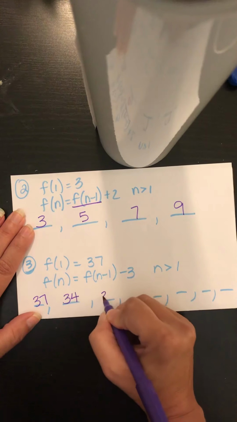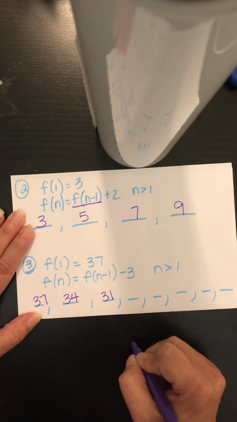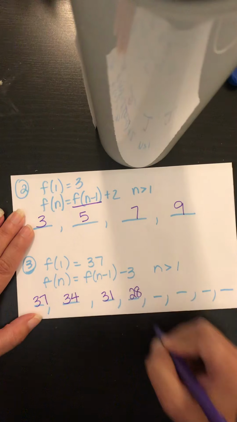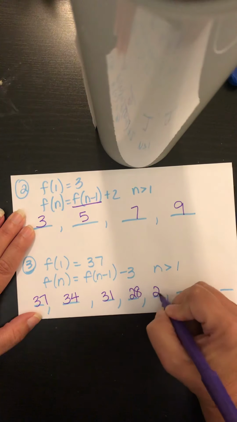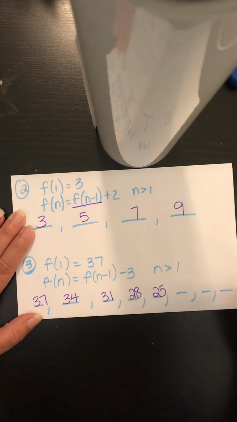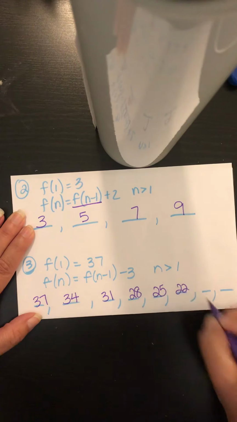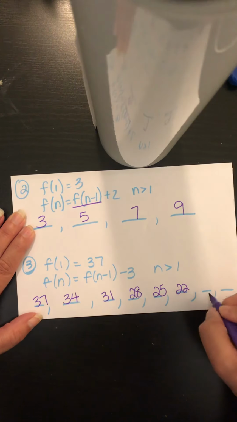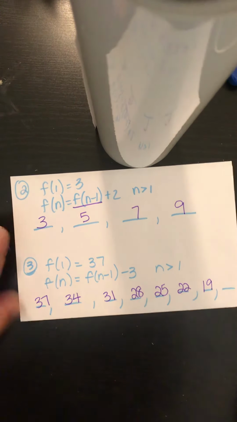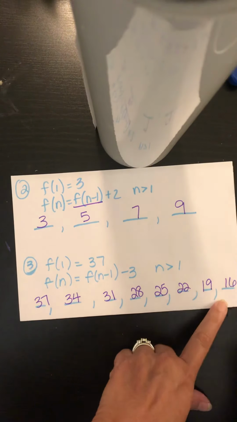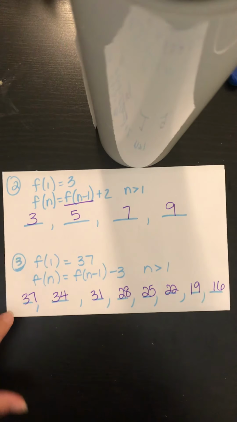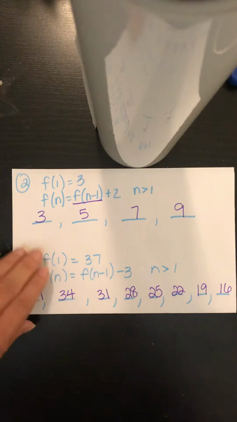34 minus 3 is 31. 31 minus 3 is 28. 28 minus 3 is 25. 25 minus 3 is 22. 22 minus 3 is 19. 19 minus 3 is 16. Our first 8 terms.